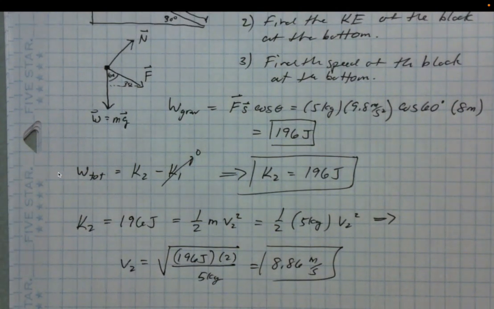Right, so just letting go of this block on this frictionless surface, it is going to start moving pretty fast, actually. And by the time it traverses 8 meters, it's going to be moving at almost 9 meters per second. Okay, perfect. So that was kind of a straightforward problem.